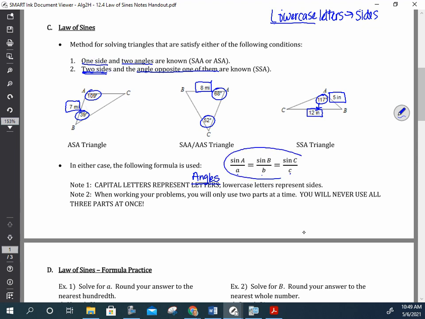But when you are using this formula, you only use two parts at a time. You will never use three fractions at a time, only two. So A and B, B and C, or A and C, but never all three at once. If you're using all three at once, that's a problem.